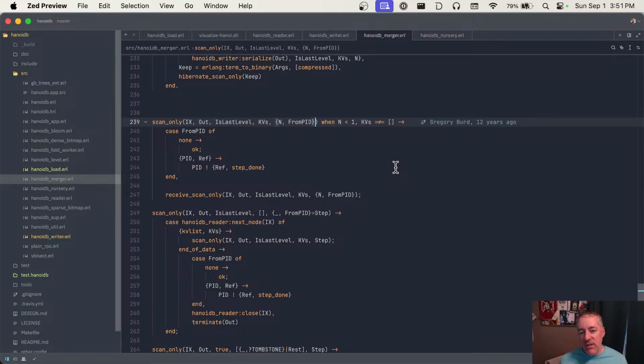Yeah, and that makes sense because you're writing the A file first and then the B file. And as they're merged together, the B file, if it has the same key, will override the value from the A file. Makes sense.